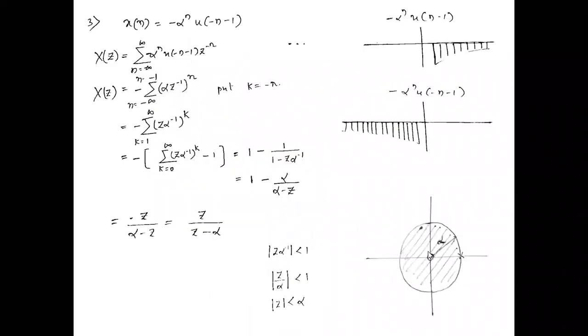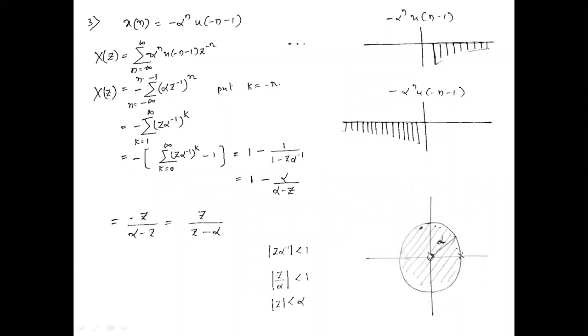Now this is an exception. See, as I said, for this particular case, except 0. This is just a point, and the ROC does not contain a pole. The ROC is the entire z plane except the origin. That is the only case. Otherwise, anywhere you can see in all the problems.